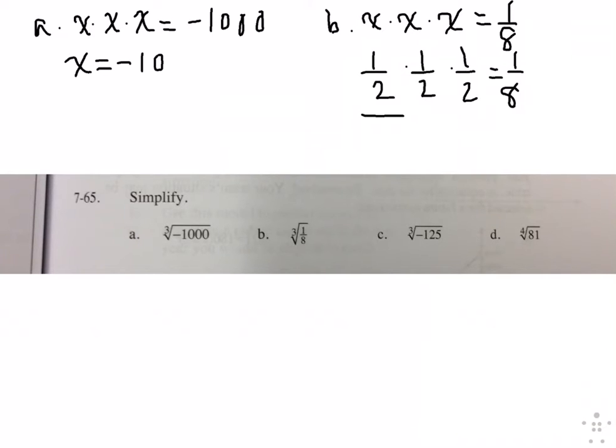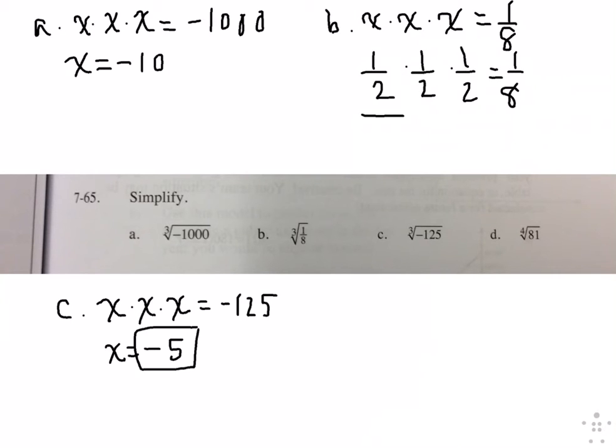For C, we want the cube root of negative 125. That's the same thing as problem A. So, it's what times itself 3 times equals negative 125. If we forget the negative and we ask what times itself 3 times is 125, we would realize it's 5. 5 times 5 is 25, times 5 again is 125. So in this case, x would have to be negative 5. So the answer to that would be negative 5. Negative 5 times negative 5 is 25, times negative 5 again is negative 125.